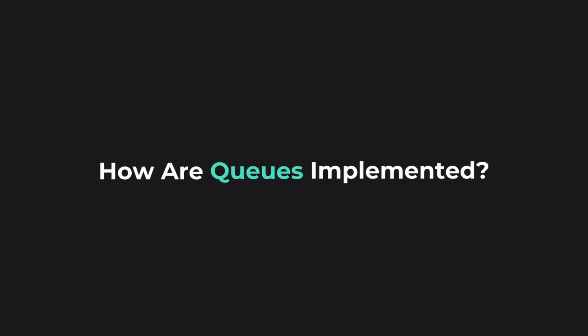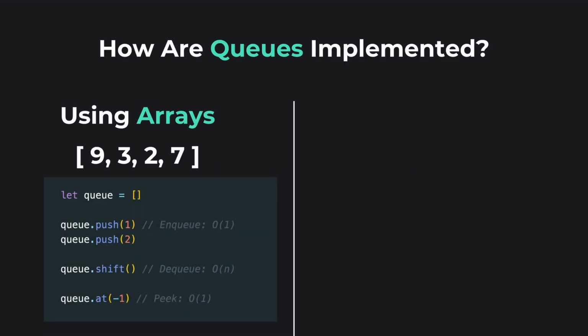Let's take a step back and understand how queues are actually implemented under the hood. In many programming languages, including JavaScript, you can implement a queue using arrays. Arrays provide a simple and intuitive way to represent a queue. However, there are some nuances to be aware of in terms of performance. While push operations are O of 1, shift operations are O of n because all remaining elements need to be shifted down. If performance is a critical concern, especially for large datasets, this might not be the best choice.